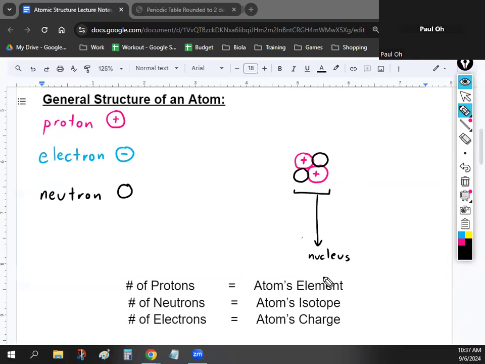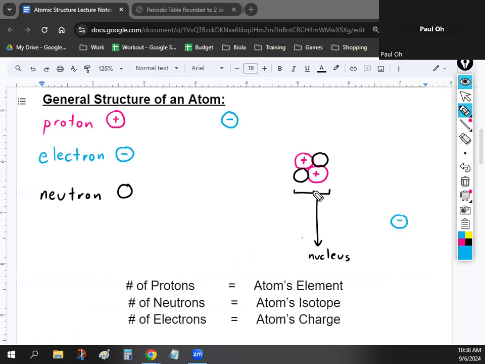Okay, so you got the protons and the neutrons inside of the nucleus. All right, and then the last component are the electrons. Now, the electrons, they fly around the nucleus. Just make sure that they're not touching the nucleus, and that's pretty much what the general picture of an atom looks like.